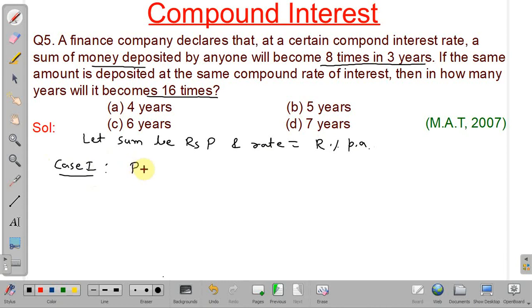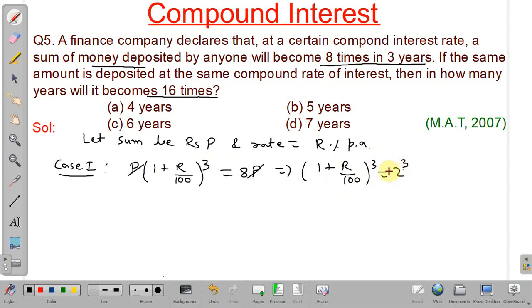Now in case 1, this sum will become 8 times in 3 years. Therefore amount will be principal into 1 plus rate of interest by 100, and time is given as 3 years. So it will become 8 times, so 8p. Now p and p will get cancelled out. So it will become 1 plus r by 100 to the power 3 equal to 2 to the power 3. As the powers are the same, we can write 1 plus r by 100 will be equal to 2, and from this we will get r equal to 100%.